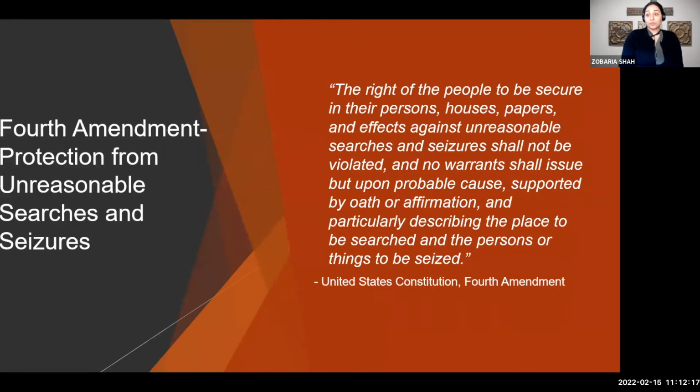Let's go on to the Fourth Amendment. The Fourth Amendment protects Americans from unreasonable searches and seizures. This is really crucial. It essentially states the right of the people to be secure in their person, houses, papers, and effects against unreasonable searches and seizures shall not be violated, and no warrant shall be issued but upon probable cause, supported by oath or affirmation, and particularly describing the place to be searched and the persons or things to be seized. Essentially, it says police, the government cannot come into your house, your car, search your things without a warrant or probable cause.